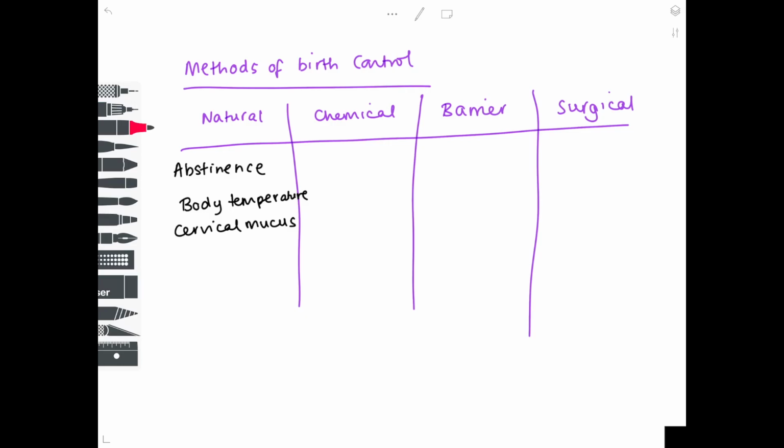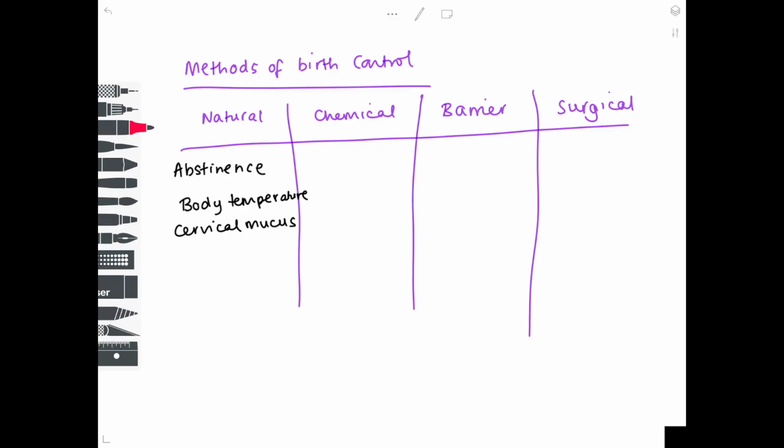Although it's worth noticing here that these aren't the most reliable means of controlling whether you get pregnant or not, because obviously body temperatures tend to fluctuate regardless of menstrual cycle, and the same with cervical mucus levels. Obviously abstinence, if you don't have sex, you can't get pregnant.